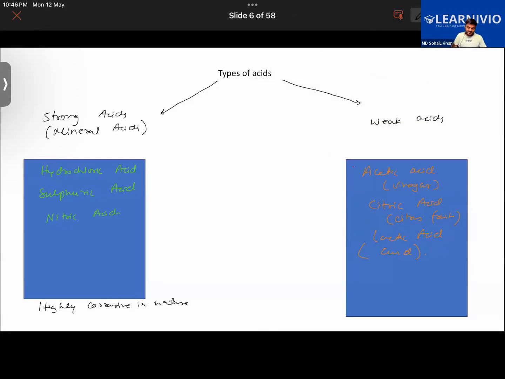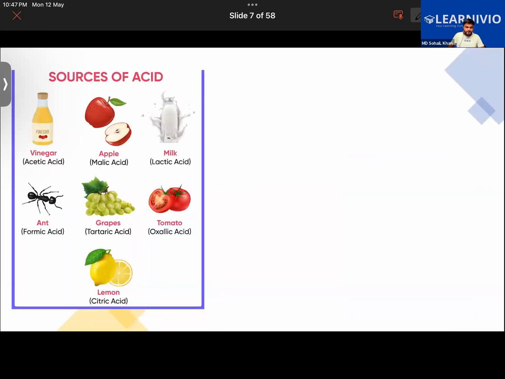Further, strong acids are better conductors of electricity. You know that acids help in conduction of electricity. So they are better conductors, meaning that they will let the electric current pass through them. And as for the weak acids, in comparison, they are poorer conductors of electricity. Hope that much is clear to you.